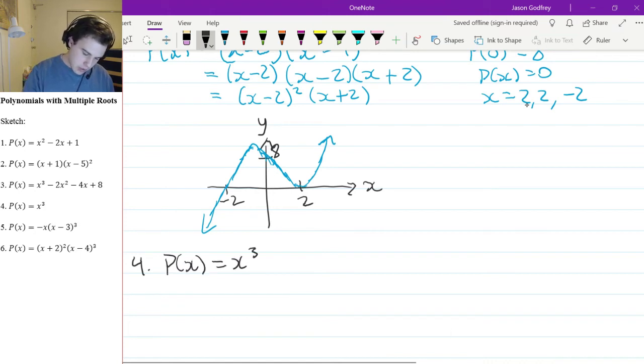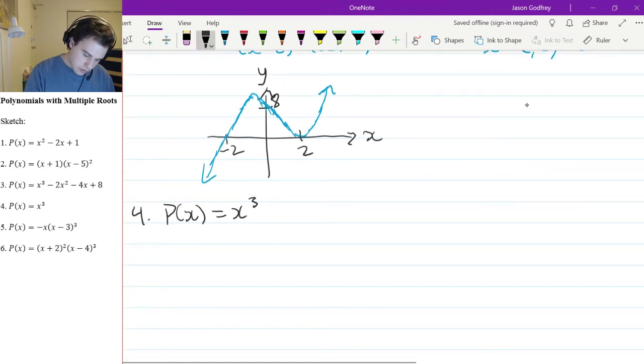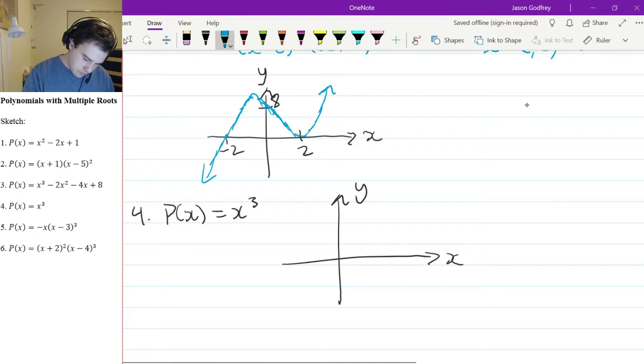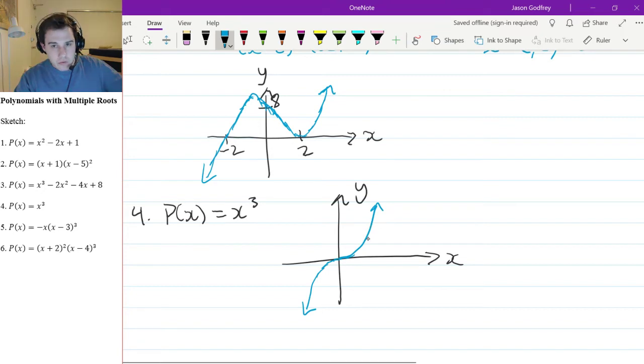Hopefully this is just a refresher of what the x cubed graph looks like. x cubed comes down here, curves around, and looks like that. If you've forgotten that, you could draw up a table of values when x equals, say, negative 2, negative 1, 0, 1 and 2. Find the y values, and they'll go here, here, here, here, and here. Or you can graph it in GeoGebra.